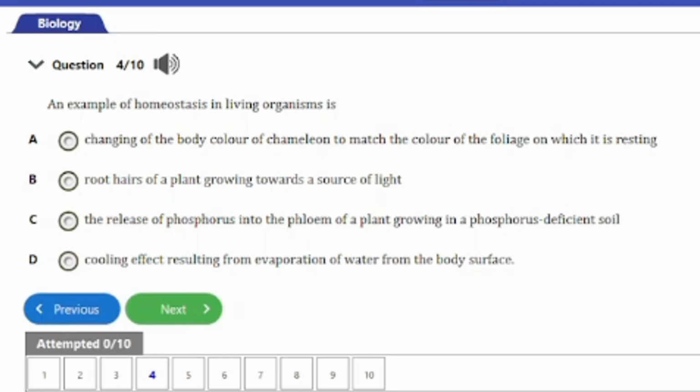An example of homeostasis here is the cooling effect resulting from the evaporation of water from the body surface. And that's it for this question. Let's go ahead and consider the next question, guys.